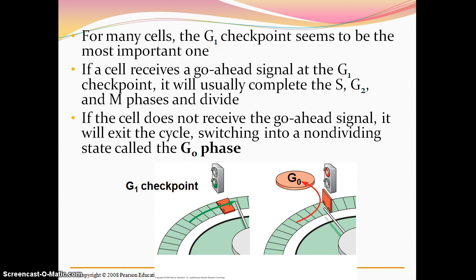So for many cells, the G1 checkpoint seems to be the most important one. So if a cell receives a go-ahead signal at this G1 checkpoint, it's usually going to complete the rest of the phases, both of interphase, both the S and the G2 phase, and then go into the mitosis phase and complete division. If the cell doesn't receive that go-ahead signal, then it's going to exit the cell cycle and switch into that G0 phase, which is that non-dividing resting phase.